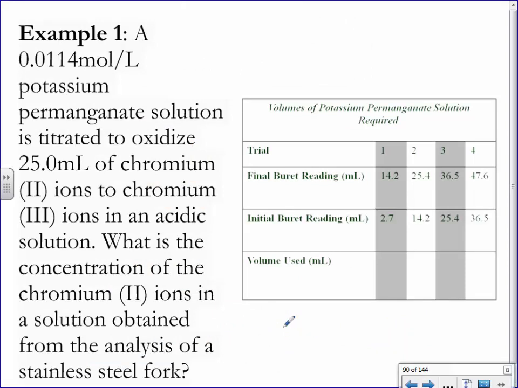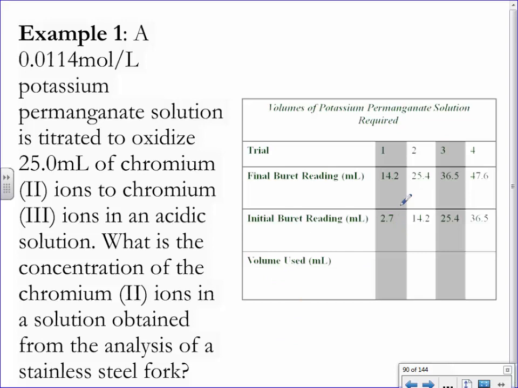I've got a solution of potassium permanganate, and we are going to try to oxidize some chromium 2 ions to chromium 3. Very, very similar. You've got some well water, and you want to see, is there chromium in my water? So we're going to add some potassium permanganate to this. We want to know the concentration of the chromium ions based on our analysis. This is honestly the exact same question we just did, only rather than it involving iron, it now involves chromium. But it's the same thing.